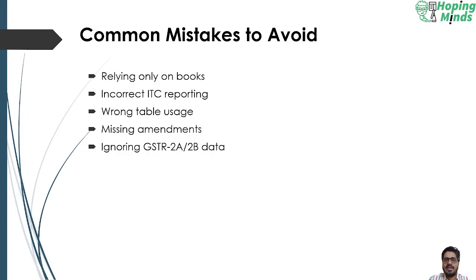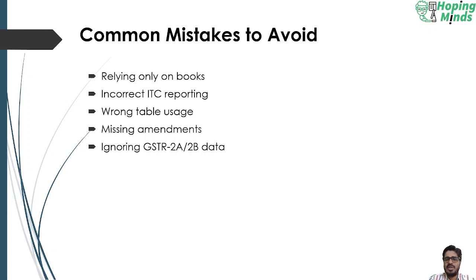Then incorrect ITC reporting. Incorrect ITC reporting leads to mismatches and ultimately invites notices from the department. So any incorrect ITC claims or ineligible ITC claims must be reversed during the year, or if it has not been reversed during the year, then it must be adjusted in the annual return.